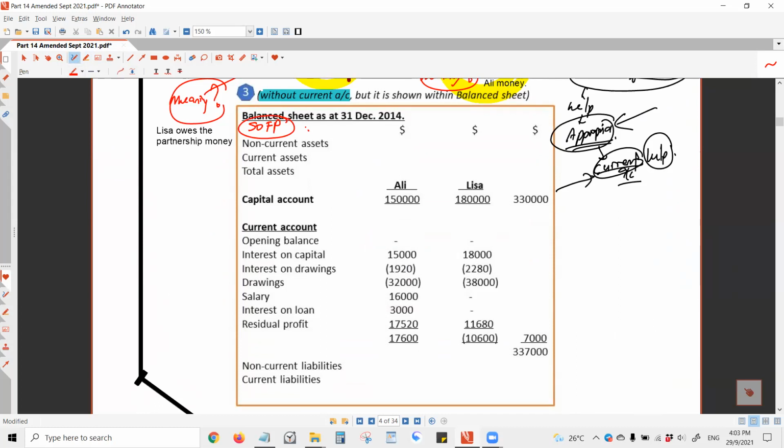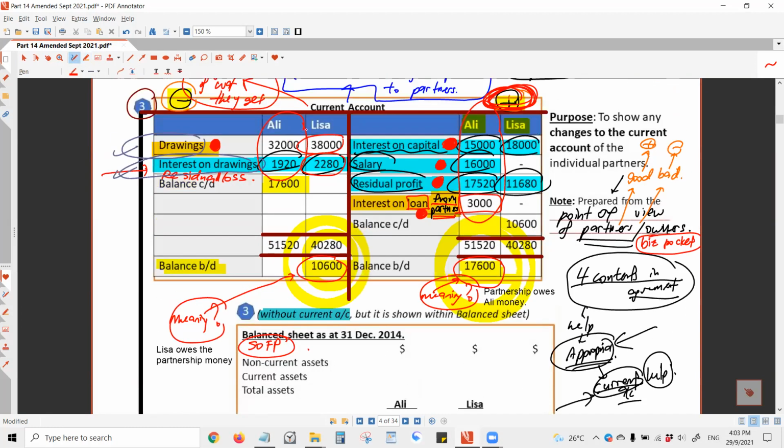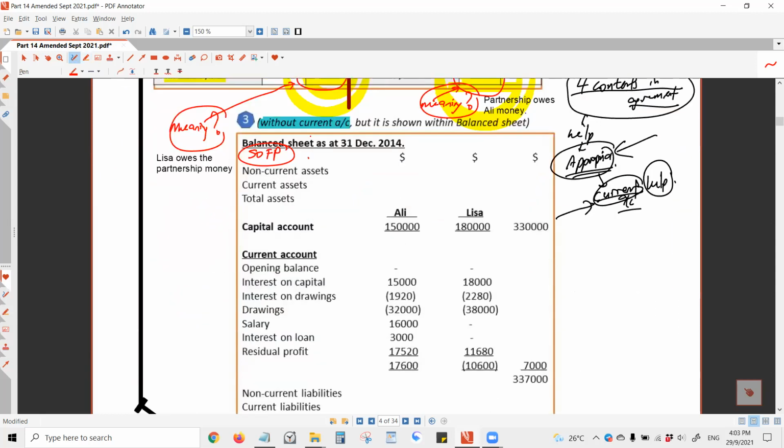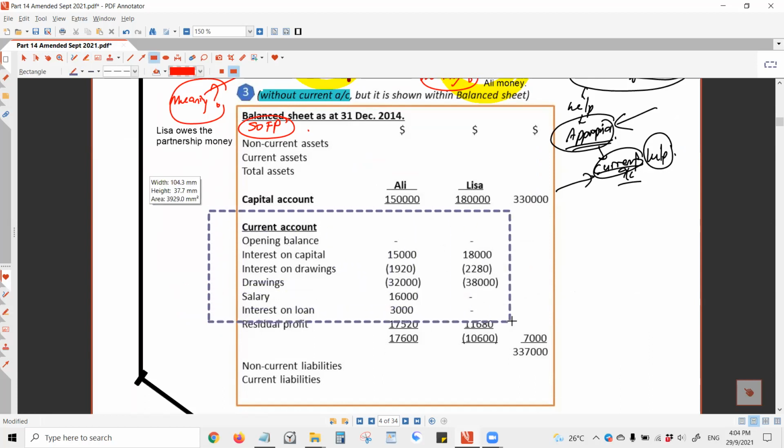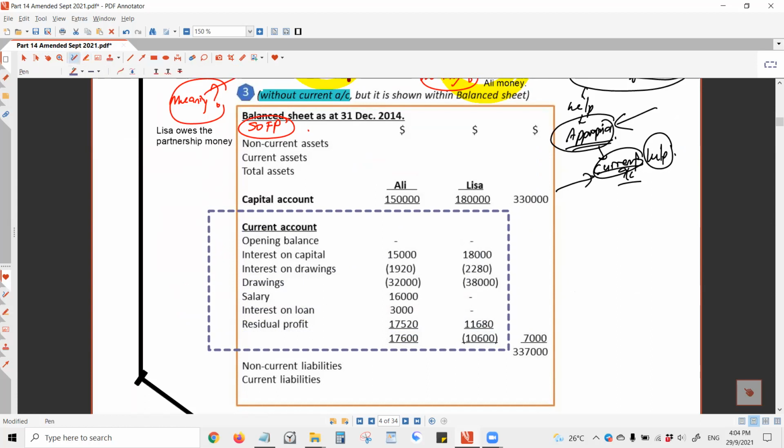So what does it mean that you don't have to complete the current account? Does it mean that you don't have to complete it? No. In that question, you have to prepare the current account in the SOFP. You have to present all the information for the current account within the SOFP. Later I show you the questions, but the way you do it is the same.